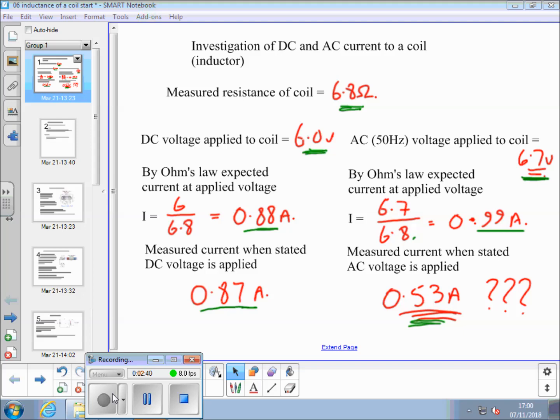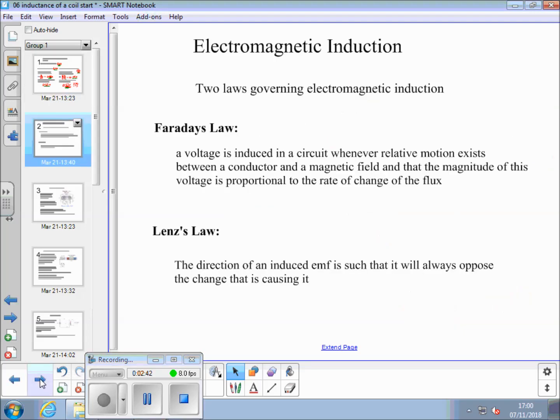Electromagnetic induction. Two laws govern electromagnetic induction. First, Faraday's law: a voltage is induced in a circuit whenever relative motion exists between a conductor and a magnetic field, and the magnitude of this voltage is proportional to the rate of change of flux.